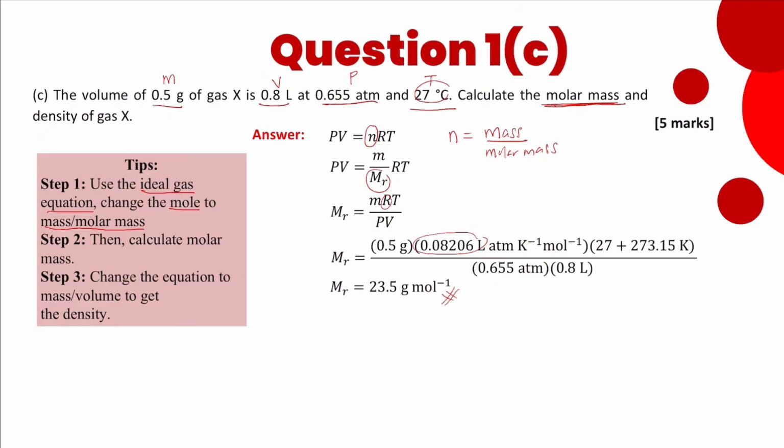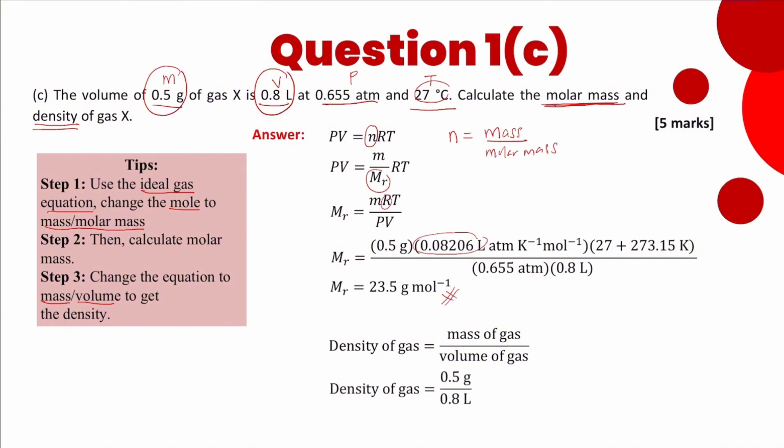And the second part of the question, you are asked to calculate the density. Now, density, you should know that the formula for density is mass divided by volume. So the density of the gas equals mass of the gas divided by volume of the gas. You are given the mass here and the volume here. Just substitute these values into the equation and you will get the answer. So here is the density of gas X in gram per liter.